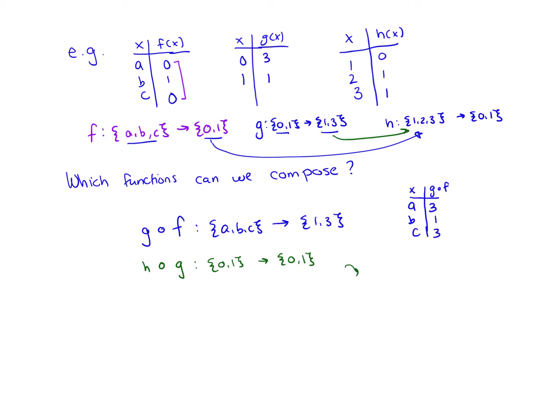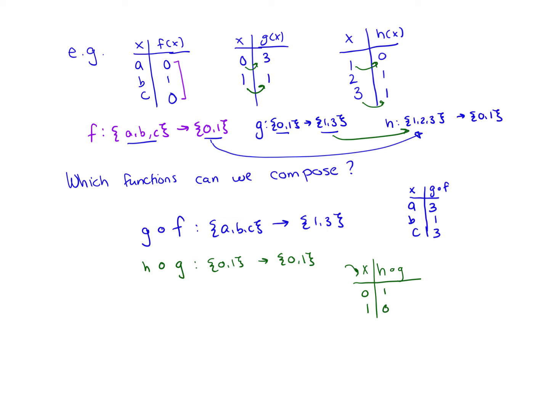And then for my h compose g, my inputs are 0 and 1. 0 gets mapped to 3. 3 gets mapped to 1. So 0 goes to 1 by the composition. 1 gets mapped to 1, and then that 1 gets mapped to 0 by h.